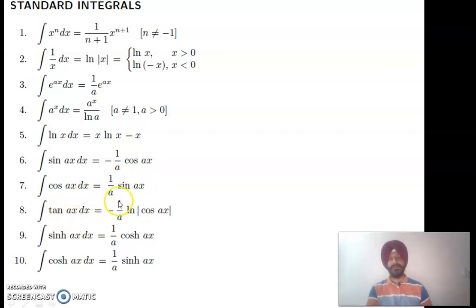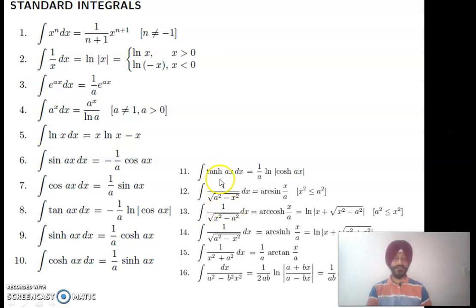The integral of tan ax is equal to minus 1 by a log cos ax, and it may be 1 by a log sec ax. Then for hyperbolic functions, the integral of sinh ax is equal to 1 by a cosh ax, and cosh ax is equal to 1 by a sinh ax. Similarly, for tanh ax it is 1 by a log cosh ax, and these are the standard results which we use at +2 level.